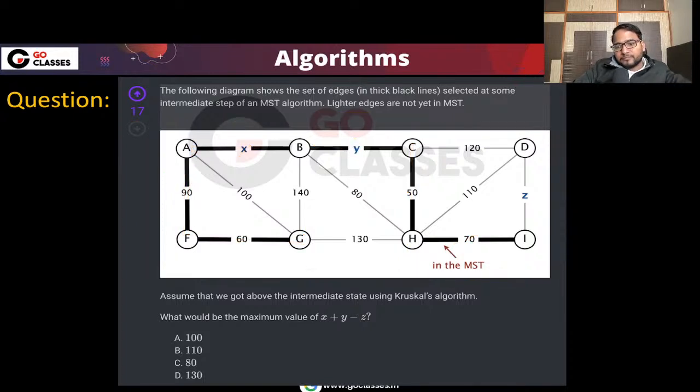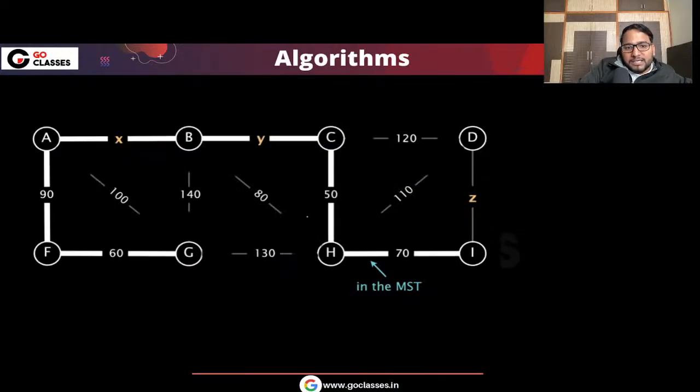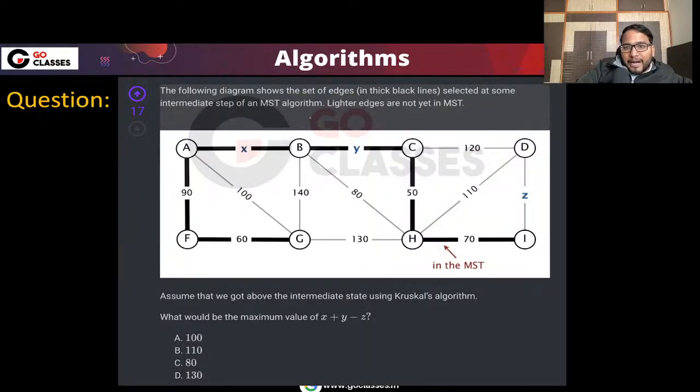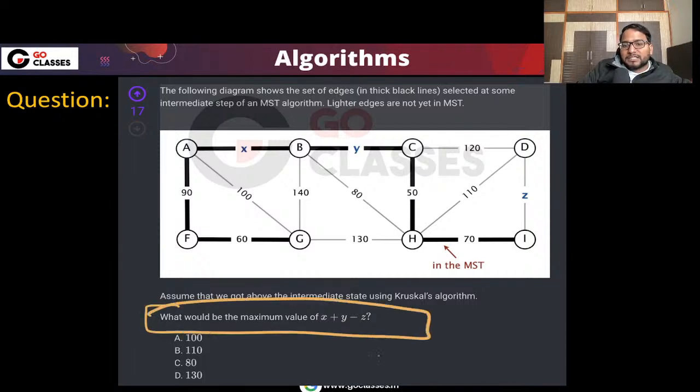That's fine. I have written this on the next page. So basically these are the MST edges that we have. Lighter edges are not yet in the MST. Maybe at some point in time any light edge may be in the MST, but not yet. So this is the intermediate step of the MST algorithm. Assume that we have got this intermediate state using the Kruskal algorithm. What is the maximum possible value of x, y, and z?